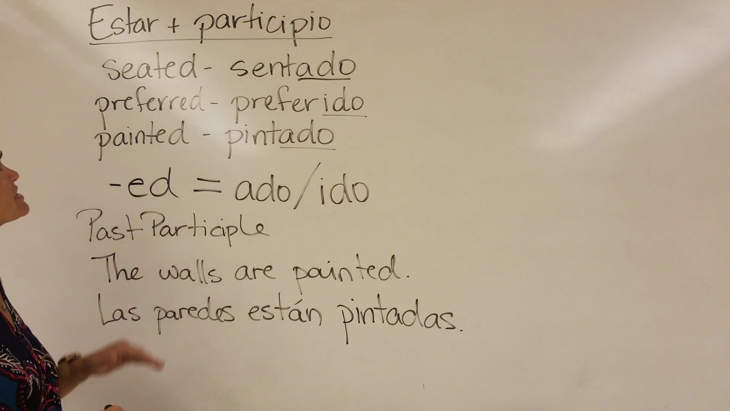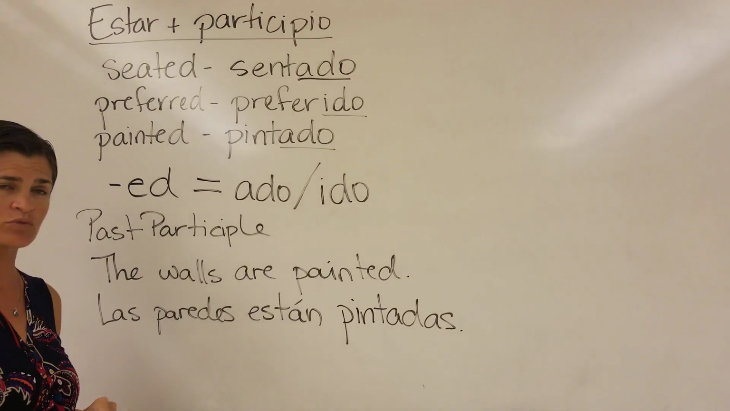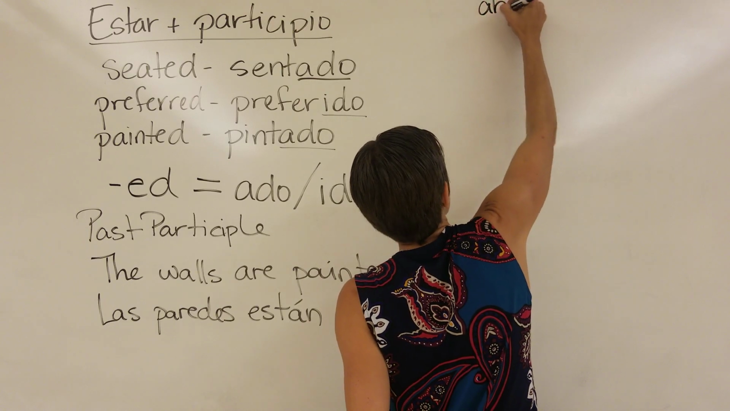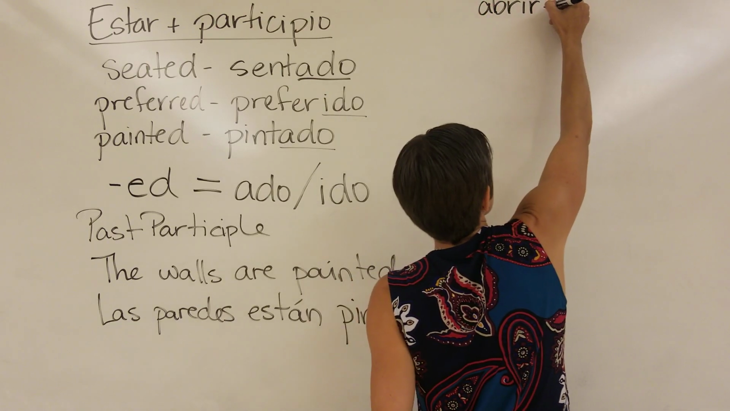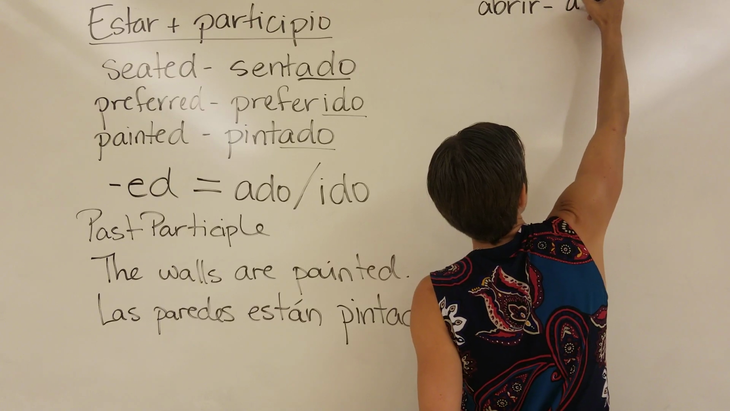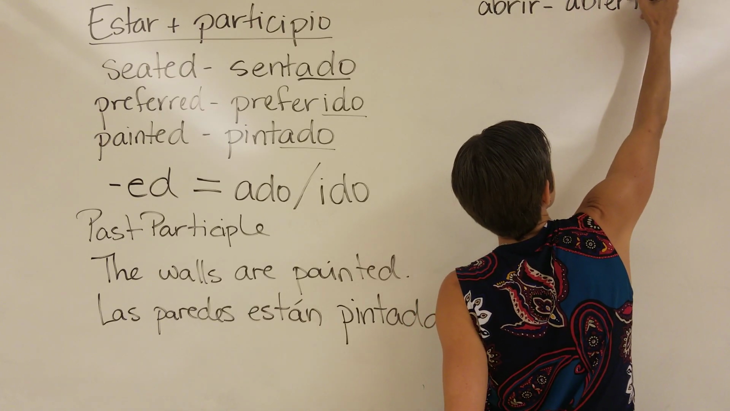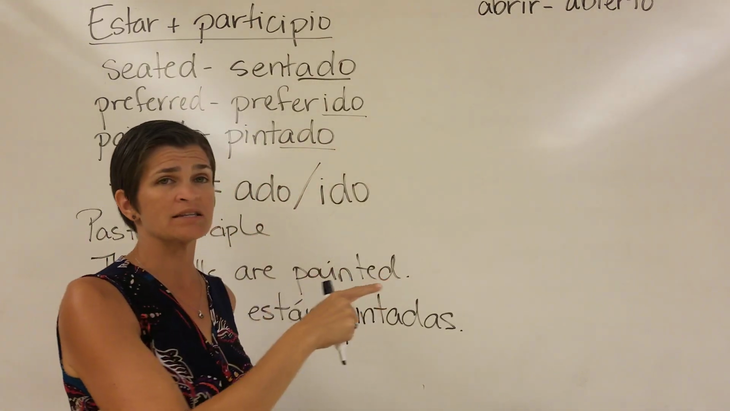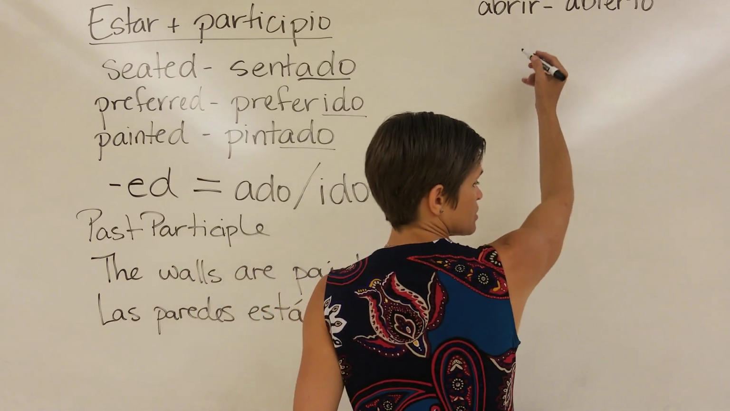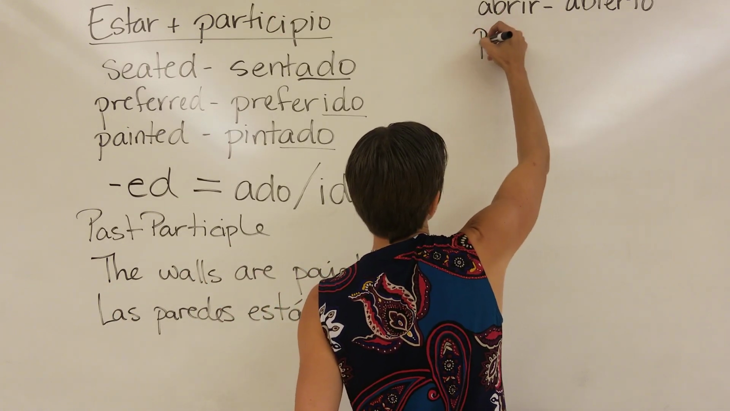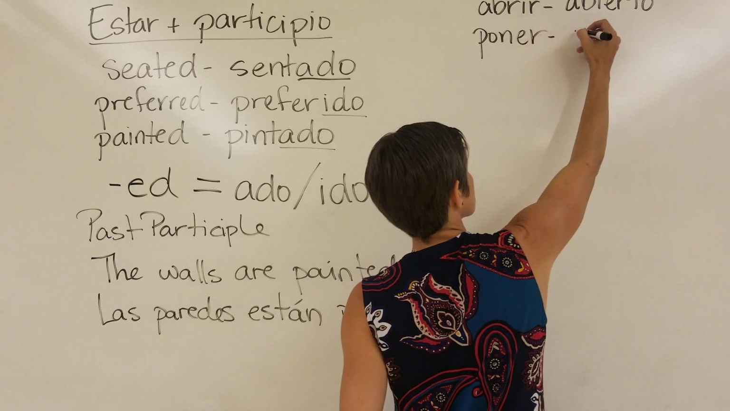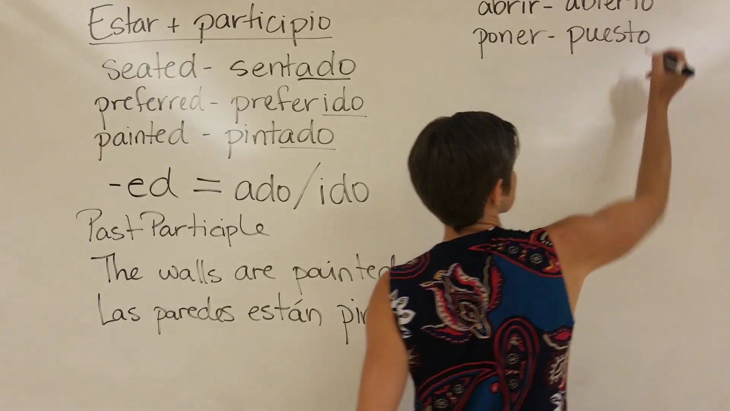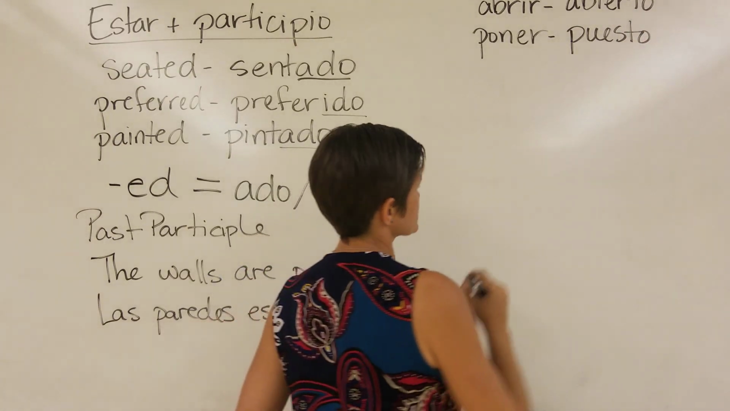Now there's a lot of these kinds of participles that are irregular. So we're gonna write a list of those irregulars over here. Abrir means to open. So the adjective open is abierto. In parentheses next to it, I want you to write that it means open, please, on your notes. Poner is to put. So the adjective that it is put is puesto. Please write that adjective in parentheses.